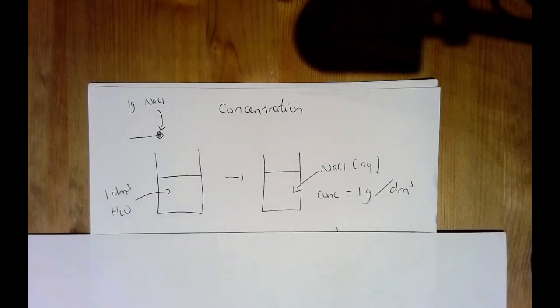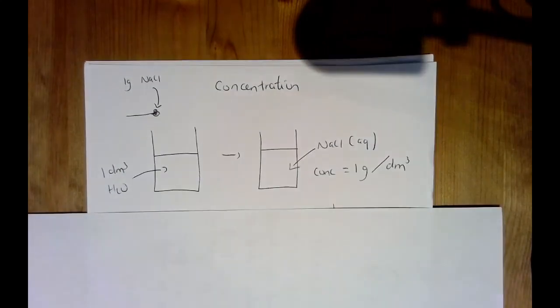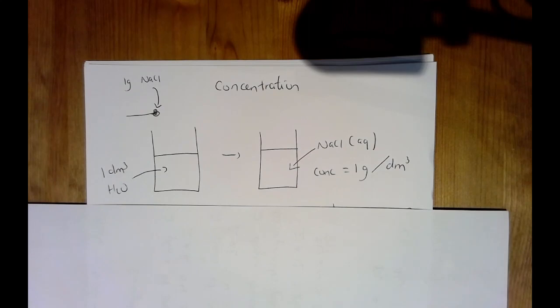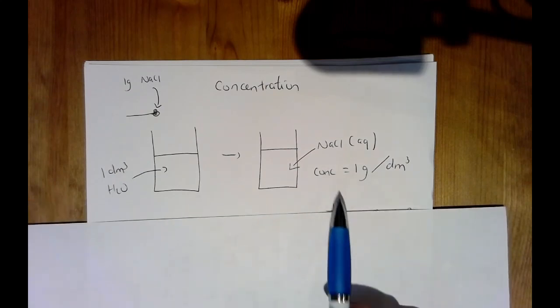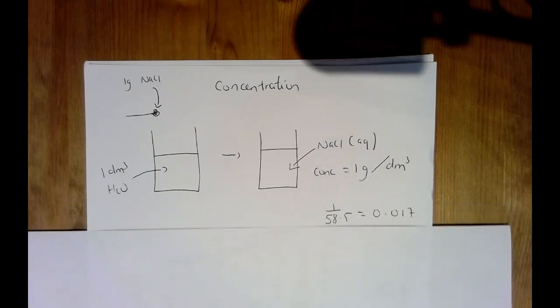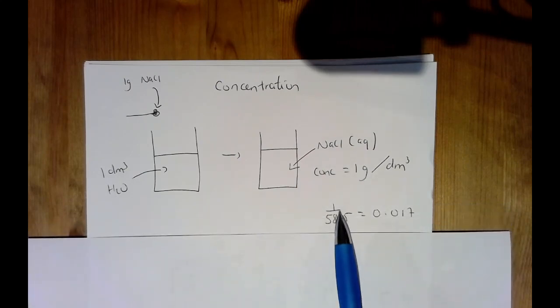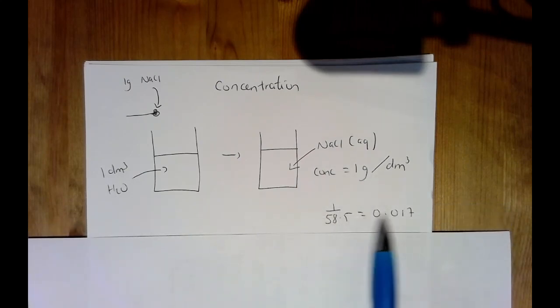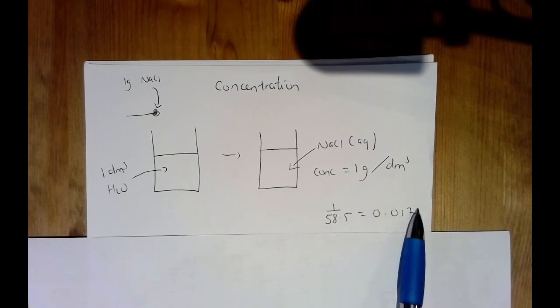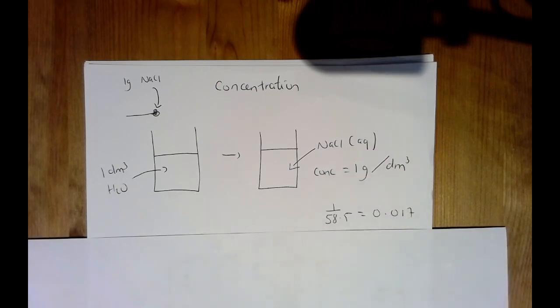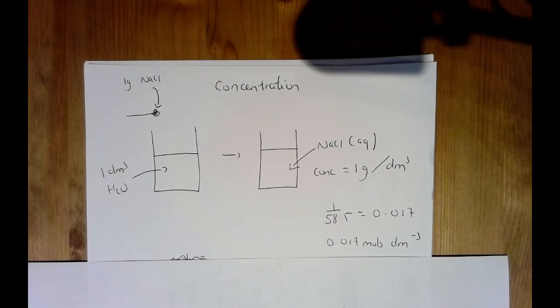Okay. If I wanted to know how many moles I had per decimeter cubed and have my concentration in moles per decimeter cubed, all I need to do, I'm given mass, I divide by formula mass. So the formula mass of NaCl is 58.5. That's how many moles I have of NaCl in 1 gram. Therefore, my concentration in moles per decimeter cubed is this.